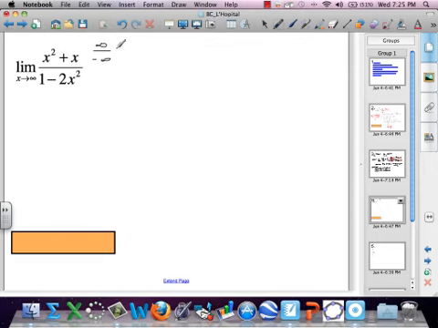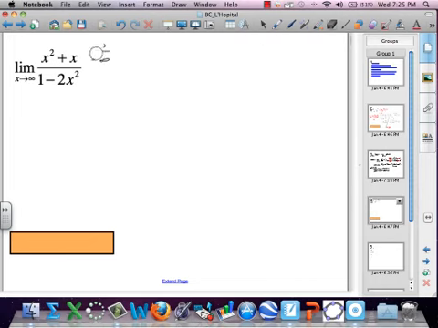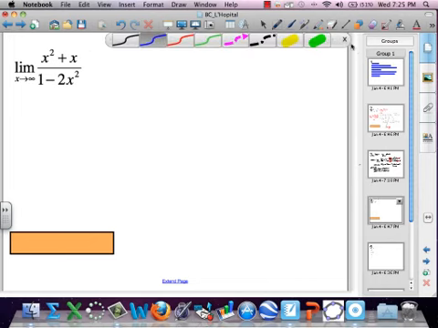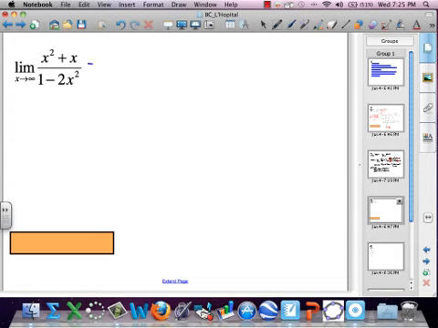So because this is an indeterminate form, I'm allowed to use L'Hopital's rule, which says, okay, if I have an indeterminate limit, that is the same as taking the limit of the derivative of each part of the fraction. So the derivative of the numerator is 2x plus 1, and the derivative of the denominator is going to be negative 4x. Now, what do we have now?